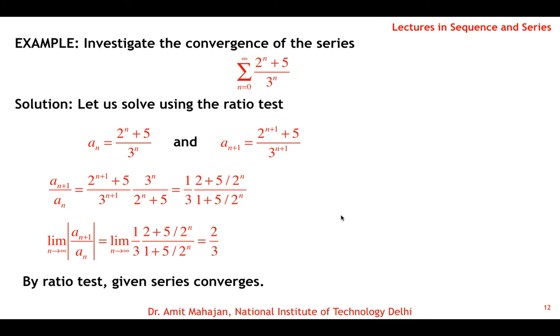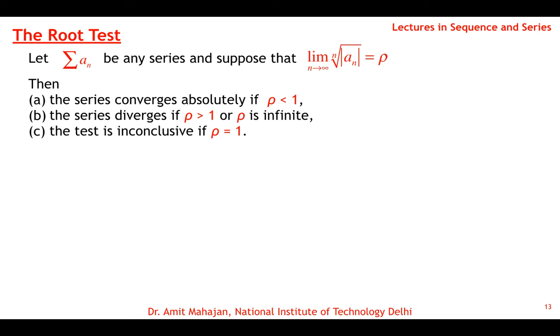Okay, there is another test. Sometimes the ratio test fails, and even then in those cases we can apply the root test. The root test is said to be more powerful than the ratio test in many cases. So let sum a_n be any series. Again it can be a non-negative term series, or it can be a series which contains positive as well as negative terms. And suppose that limit n tends to infinity of the nth root of the absolute value of a_n.